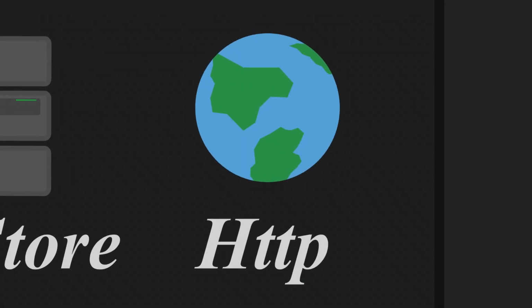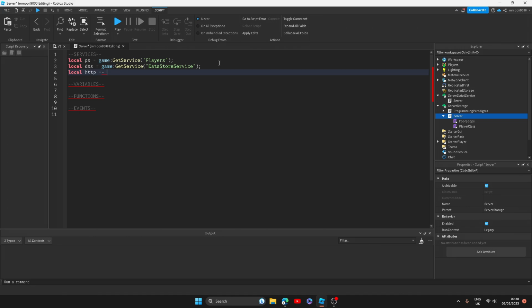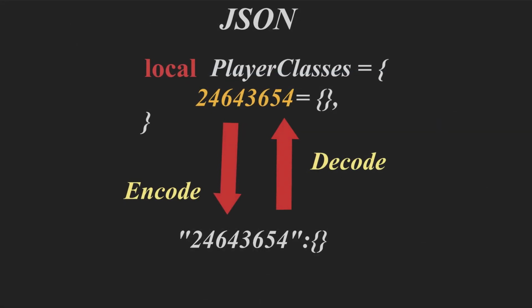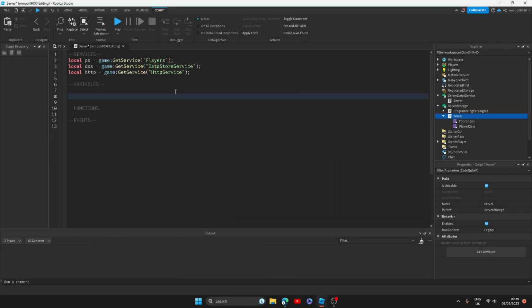We're also going to need the HTTP service. When we save our data, we want to save it in a JSON format. Now JSON is just a way of storing data, so the server has to store all of the player data so that we can save all the data once the server finishes and closes down. So we need a table of player classes, and I'm going to call them player classes because our player class is going to be called player class.